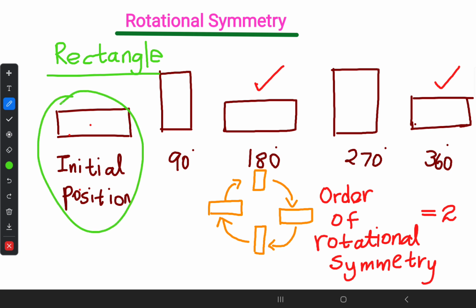Don't think about this. We are taking this one as a reference to identify how many such shapes will occur again and again. There are 2, so the order of rotational symmetry is 2. That's all.